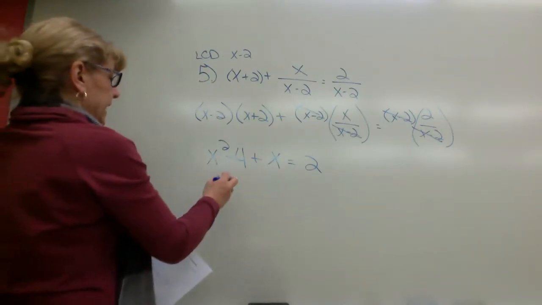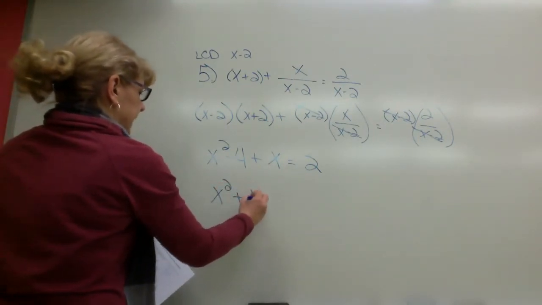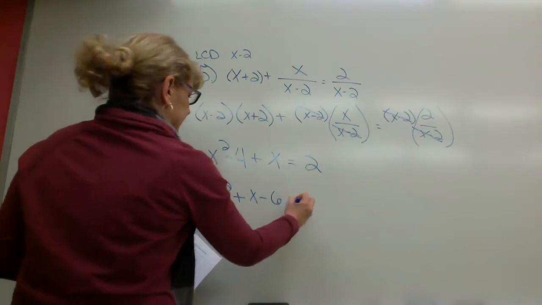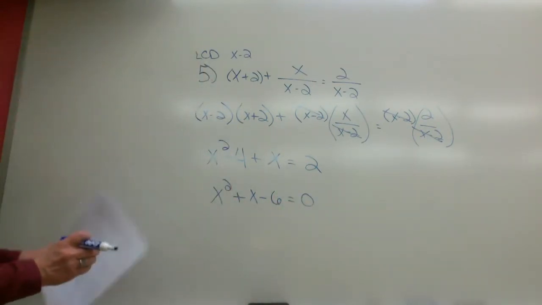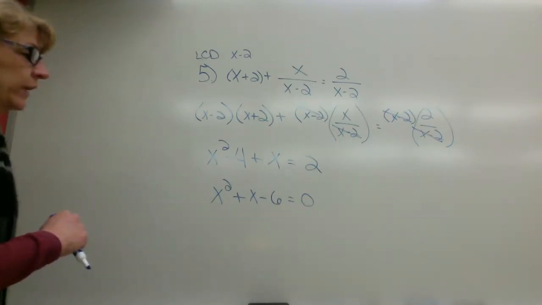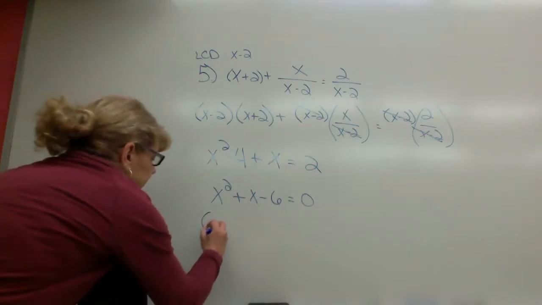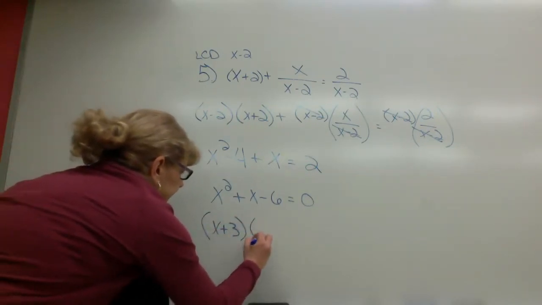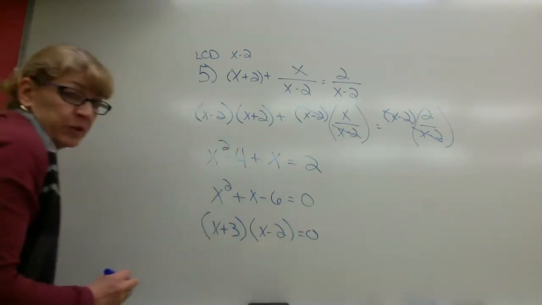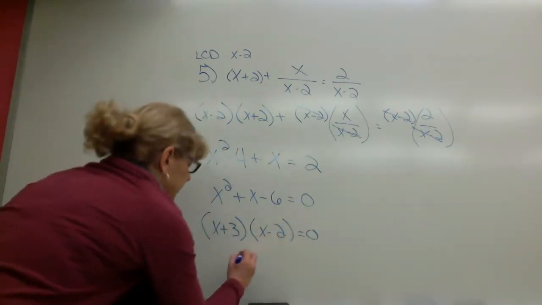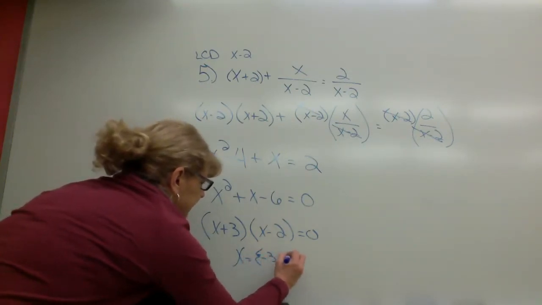Okay, so I'm going to have this x squared plus x minus 6 equals 0. So when I look at this x squared plus x minus 6 equals 0, I can factor that to x plus 3, x minus 2 equals 0. So it appears that my solutions will be x is equal to negative 3 and positive 2.